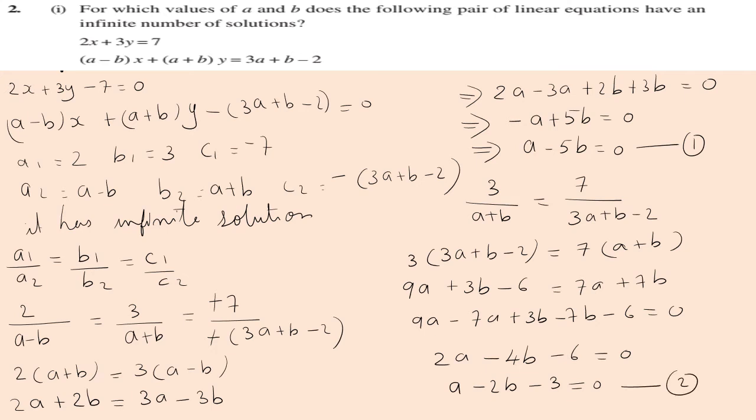Now you have got two equations in terms of a and b. You have to solve for a and b by cross multiplication method. The method is not given, but for practice, one more sum we will do by cross multiplication method. Now the two equations we got are a minus 5b equal to 0, and the second equation is a minus 2b minus 3 equal to 0. Since the method is not mentioned, you can solve by any method, but we are doing it by cross multiplication method.